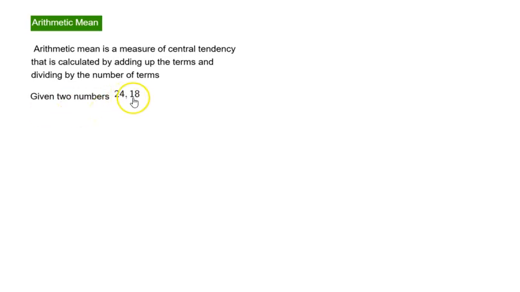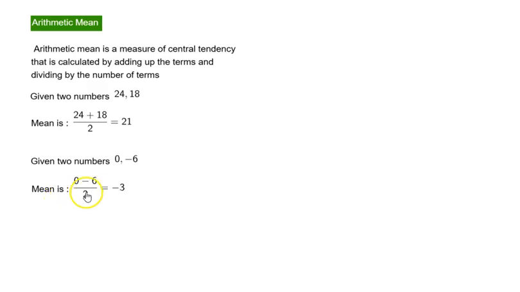Given two numbers, 24 and 18, we know the mean is (24 + 18)/2, which is equal to 21. I'm writing mean, but specifically what we mean here is arithmetic mean. Again, given two numbers 0 and -6, the arithmetic mean is (0 - 6)/2, which is -3. Given two numbers -12 and -18, we have the arithmetic mean as (-12 - 18)/2, which is equal to -15. So what does this mean?